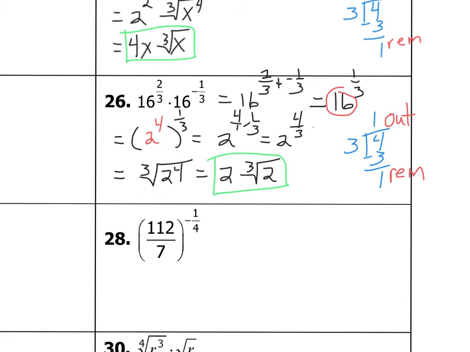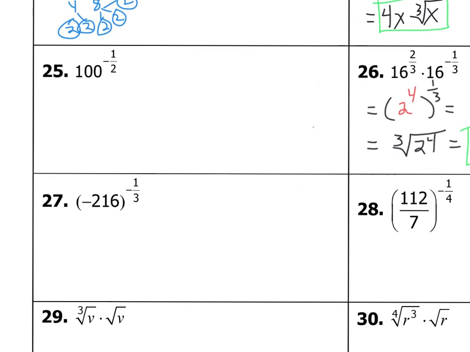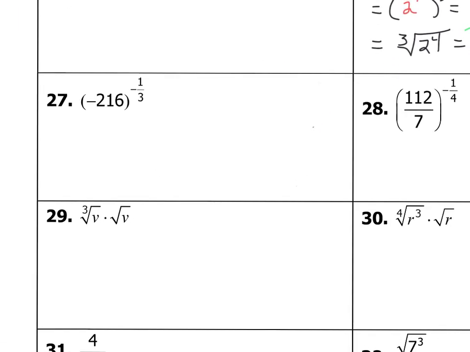All right, so next we're going to look at number 27. And so for number 27, we have something that's a little bit different. We have a negative in the exponent. So if you remember, when you have a negative, you want to take the reciprocal of the base and its power. So I'm going to deal with that negative first, the negative that's in the exponent. We'll deal with the negative that's in the base next.